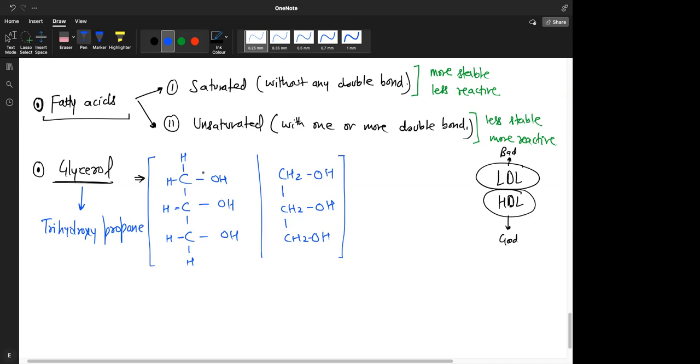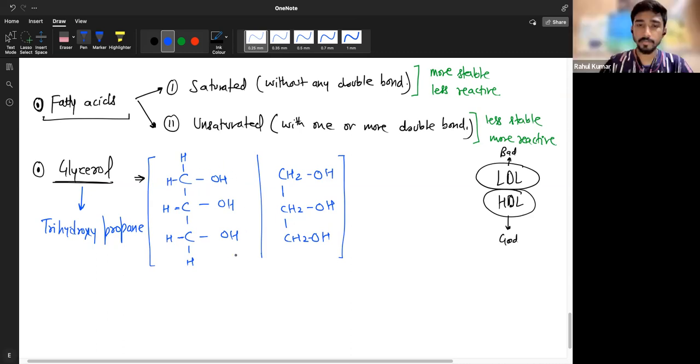Yes. So trihydroxy, because this is the hydroxyl group. OH is called the hydroxyl group. There are 3 OH, so trihydroxy, and a 3 carbon chain which has single bonds all through. So propane. Make sense to you?